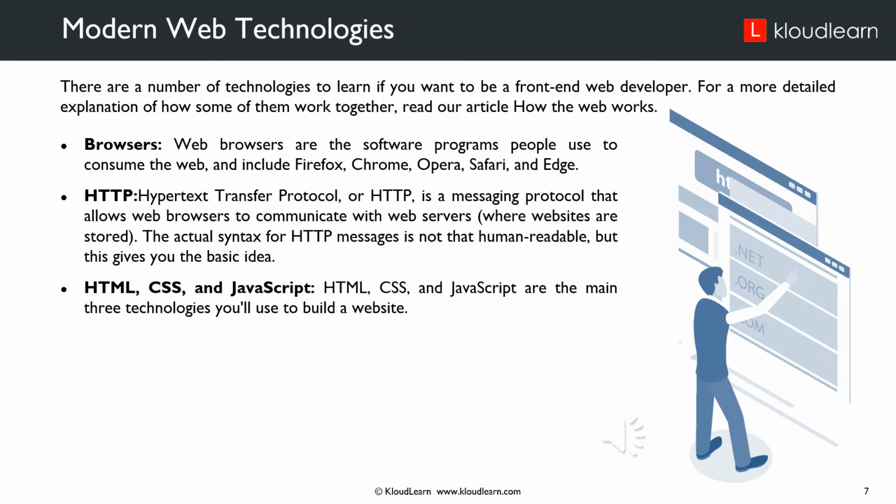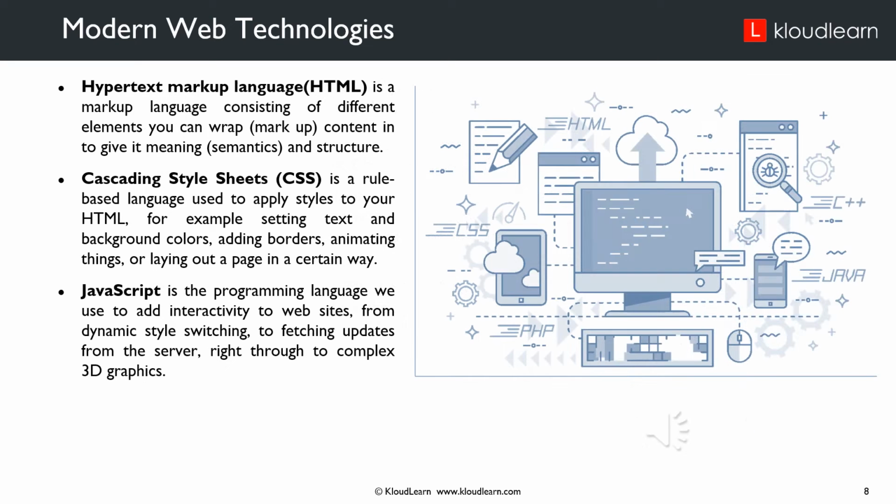HTML, CSS, and JavaScript. HTML, CSS, and JavaScript are the main three technologies you'll use to build a website. Hypertext Markup Language (HTML) is a markup language consisting of different elements so you can wrap content in it to give meaning and structure.